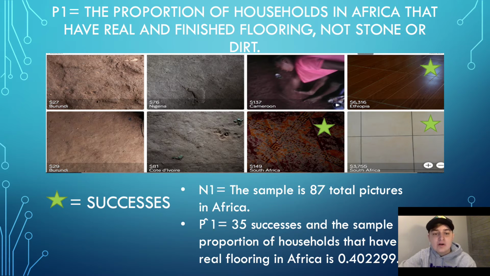And my n1 is my sample size, which is 87 total pictures in Africa. From the 87 total pictures, I have my p-hat1, which is 35 of them that were successful, which were real flooring, and the rest were not successful because they were either cracked, not finished, or stone or dirt. So the sample proportion of the households that have real flooring in Africa is 0.402299.